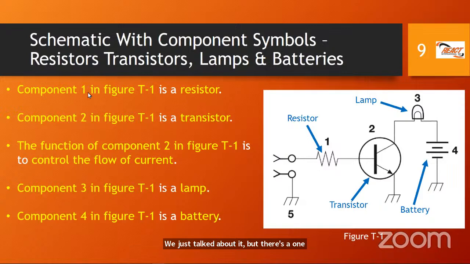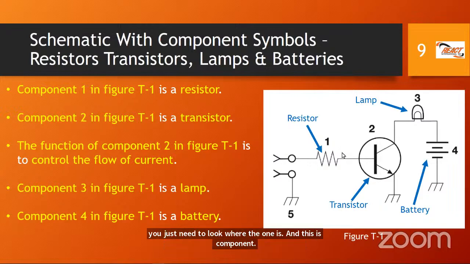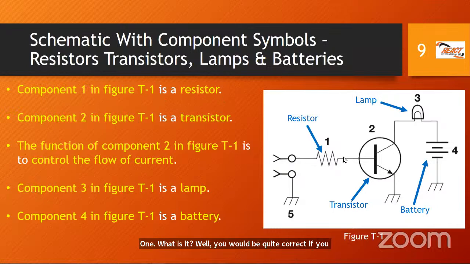And they will ask you, what is component 1 in figure T1? Figure T1 is this schematic. We have labeled our schematic as figure T1. So in the exam, when they ask you about figure T1, this diagram here is what they're referring to, the schematic. And they will ask you about component 1. You just need to look where the 1 is, and this is component 1. What is it? Well, you would be quite correct if you were to say that this is in fact a resistor. So component 1 in figure T1 is a resistor. And there'll be a few questions like that.